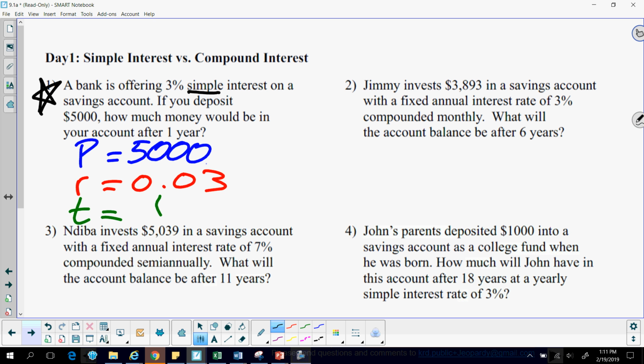How much money would be in your account after 1 year? After 1 year, do you have just your interest in your account? Not yet. Or do you have what you had before plus interest? Something plus interest. So we're going to use that total amount formula. It's going to be A equals what you started with plus your interest. So plug it into that formula and figure out how much money you would have in your account. Is it 5,000?